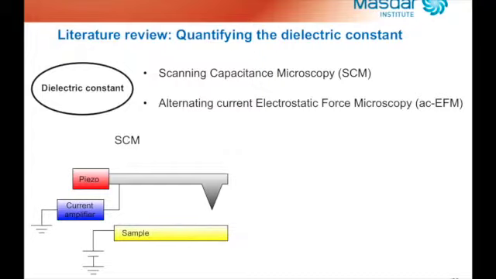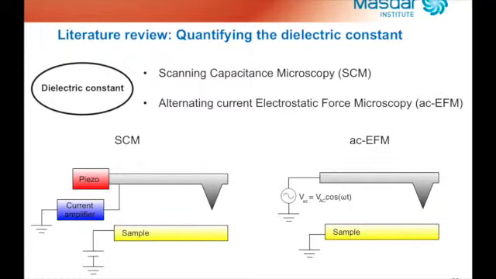A current versus distance curve can be reconstructed. While in alternating current electrostatic force microscopy, the tip is actually biased with an AC voltage, and the dynamic of the cantilever is observed in order to determine the capacitance versus distance curve between the tip and the sample.